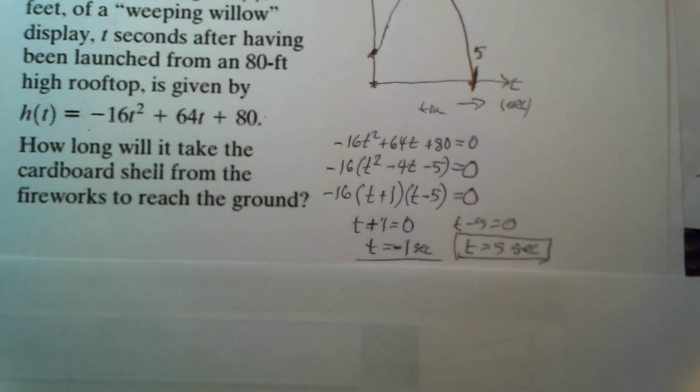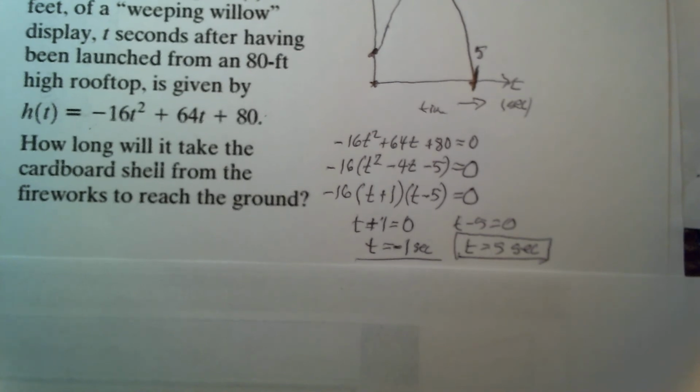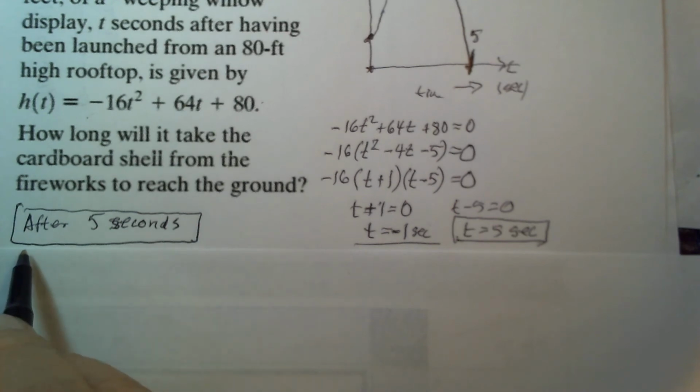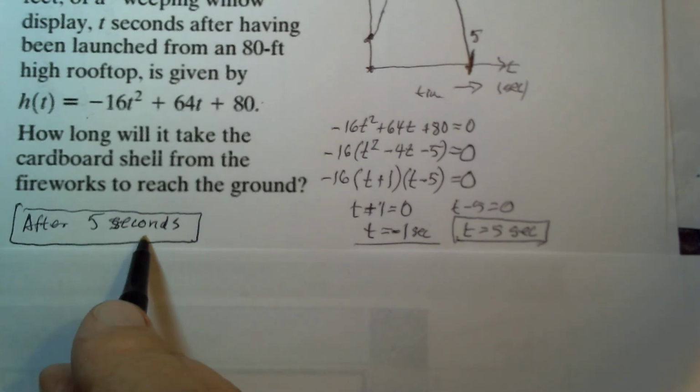And that's fairly typical when you have applied problems, that you have two solutions, and you have to be very careful to evaluate which one makes sense in the context of the problem. Sometimes, as I mentioned, both solutions make sense. In many cases, only one solution makes sense. So you have to evaluate that on a case-by-case basis. I rewrote the answer here underneath the problem: after 5 seconds.